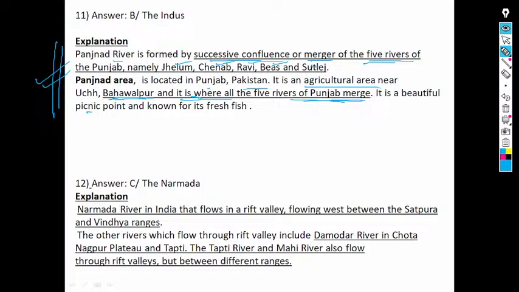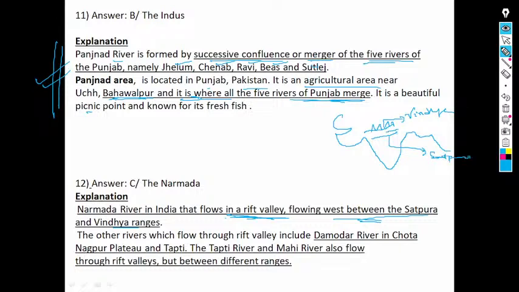The Narmada river in India flows in a rift valley. It flows west between the Satpura and the Vindhyas. This is the Vindhya, this is the Satpura. The Narmada river flows here.